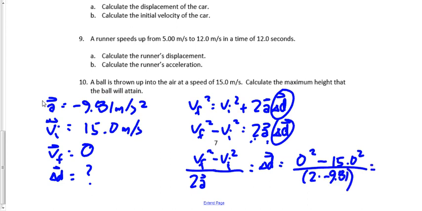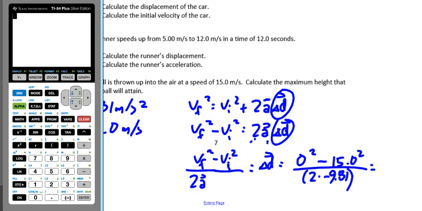Let's go through this on our calculators. Make sure we can do this. Let's say 0 squared minus 15 squared. Press equals, get the number on the top, and then divide that by bracket 2 times negative 9.81. Good. Don't say, look at what I get if I do this. This is correct, right? 11.5 meters is correct. But look at what I get if I say negative 225 divided by 2 times negative 9.81.